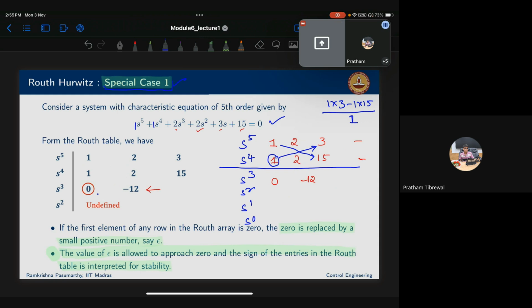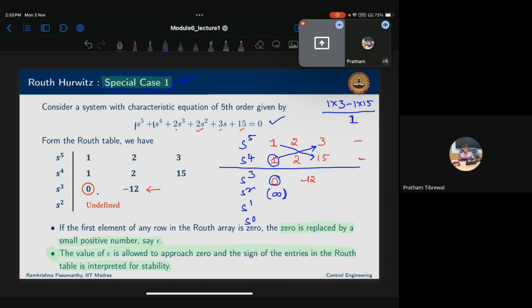Therefore, when a zero comes, we are dividing by zero. When you are trying to find this next term, you have to divide by 0, so that will go to infinity. Then what would be the value after minus 12? That's why this is a special case.